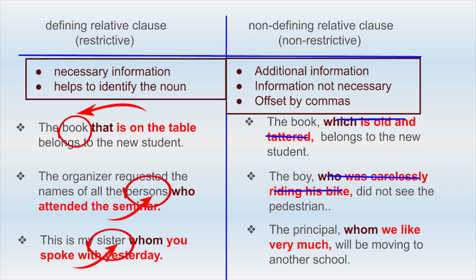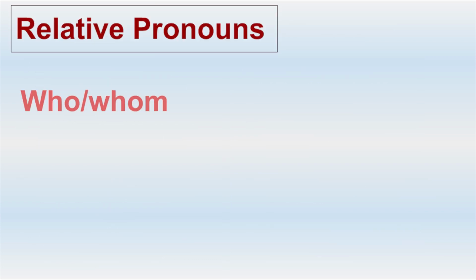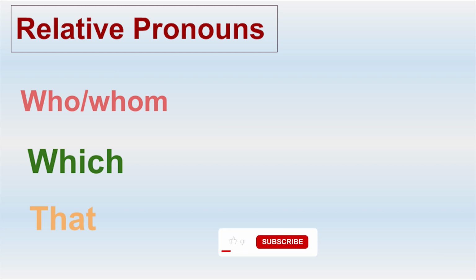So there you have it. You now understand the difference between a defining relative clause and a non-defining relative clause. So let's get back to relative pronouns. When do we use who, whom, which, and that as a relative pronoun?